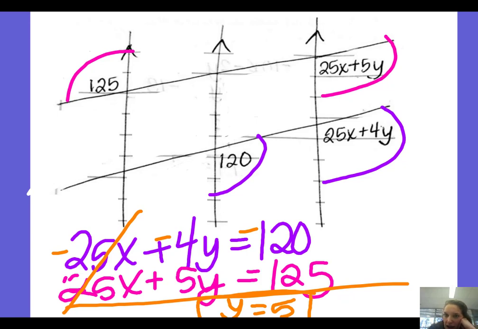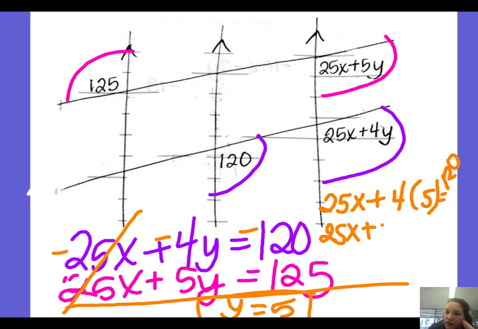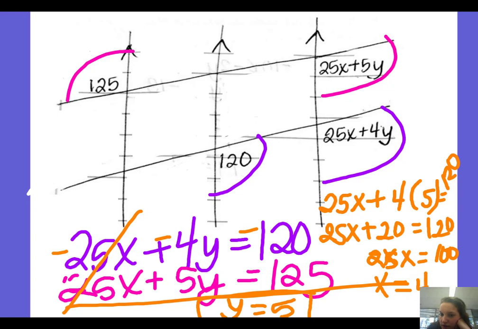And so now I can go substitute that 5 back into either the purple or the pink equation. I'll do the purple equation. So 25x plus 4 times 5 should equal 120. Sorry, I'm running out of room. 25x plus 20 equals 120, and then I subtract the 20 from both sides, so 25x equals 100, and then divide by 25, and x is 4.